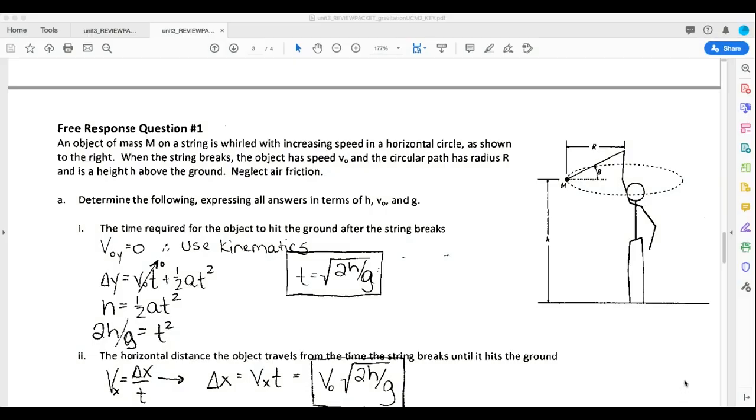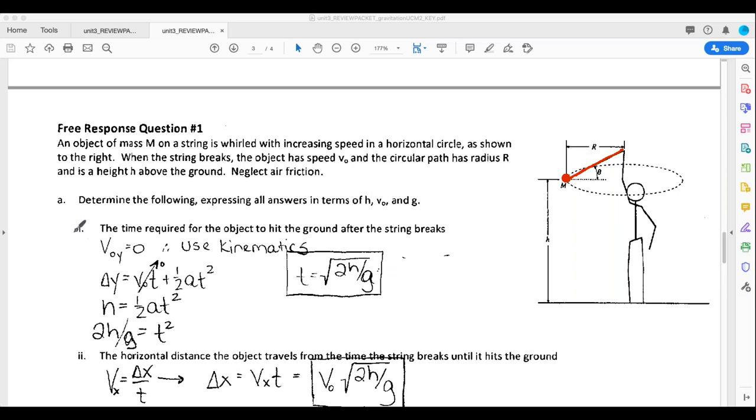Okay, again, this is FRQ number one on packet number two. And we're just gonna look at this problem and kind of break it down. For starters, we've got this string that I've kind of sketched in red. There's a mass on the end of the string and it's whirling around in a horizontal circle of radius R. It's some height H above the ground that comes into play at various points in the problem.